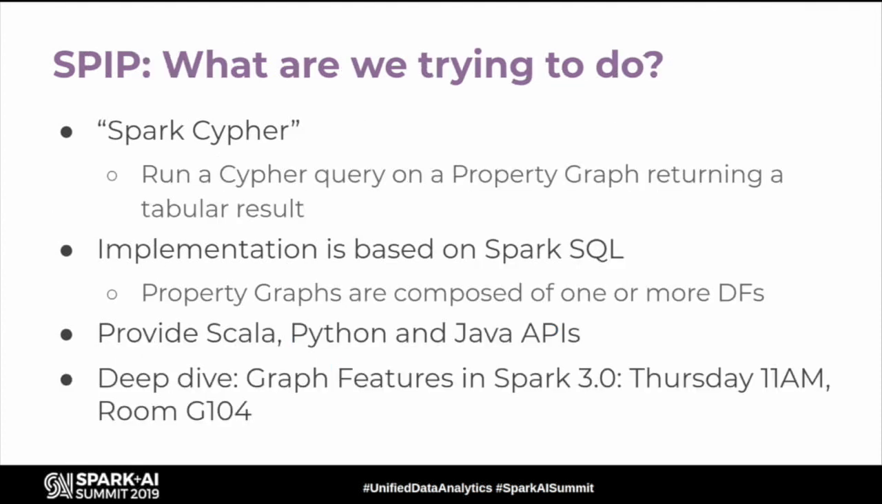So with this improvement proposal, what are we trying to do? What are we trying to solve? We're creating a thing called Spark Cypher. Spark Cypher will be capable of running Cypher on property graphs, and those property graphs are going to be composed of multiple data frames. So we are using Spark SQL underneath, and we are also going to provide APIs for Scala, Python, and Java.